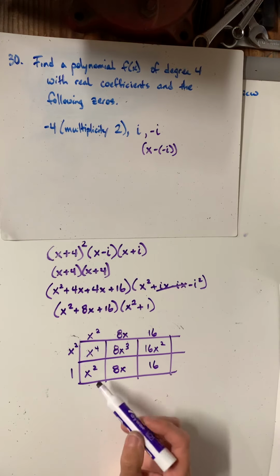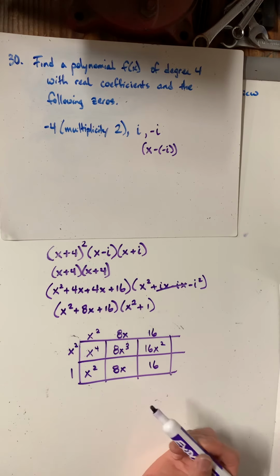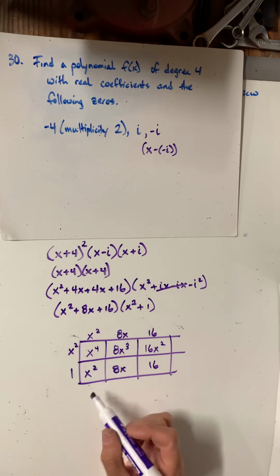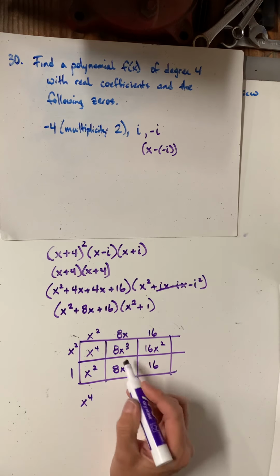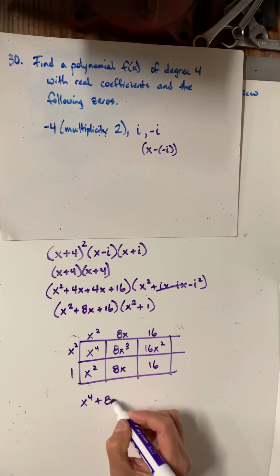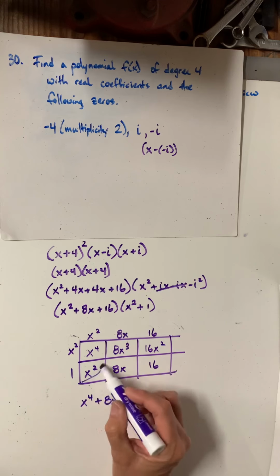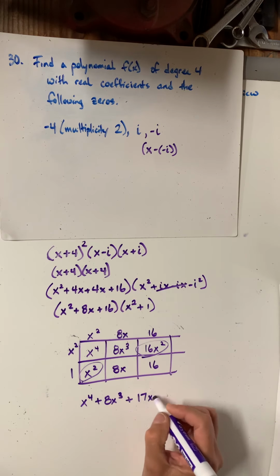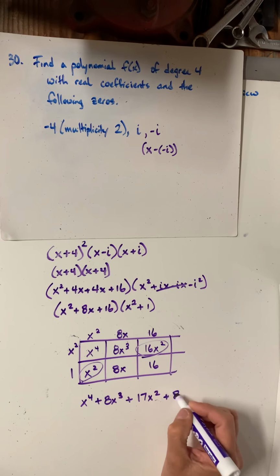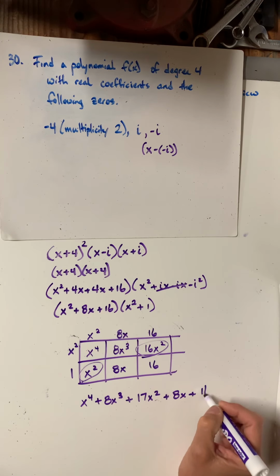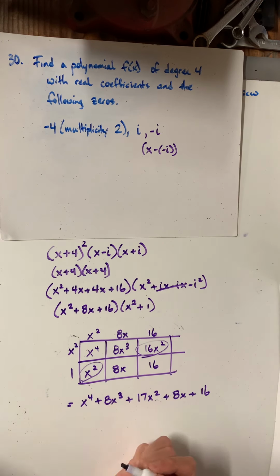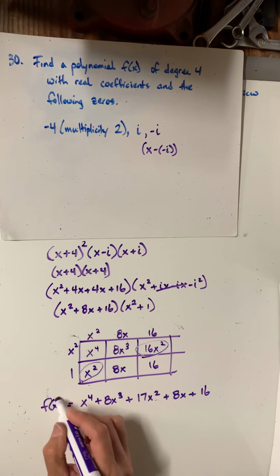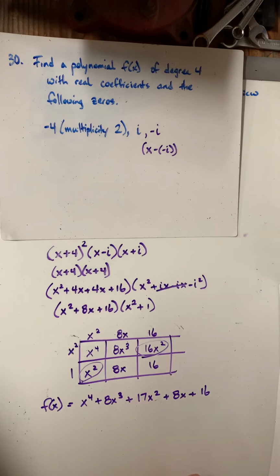And what's nice about this is it just organizes it really well. So I have an x to the 4th. I have an 8x to the 3rd. I have 2 x squareds, so if I put them together I get 17x squared plus 8x plus 16, and that is my polynomial of degree 4, because the highest degree there is 4.